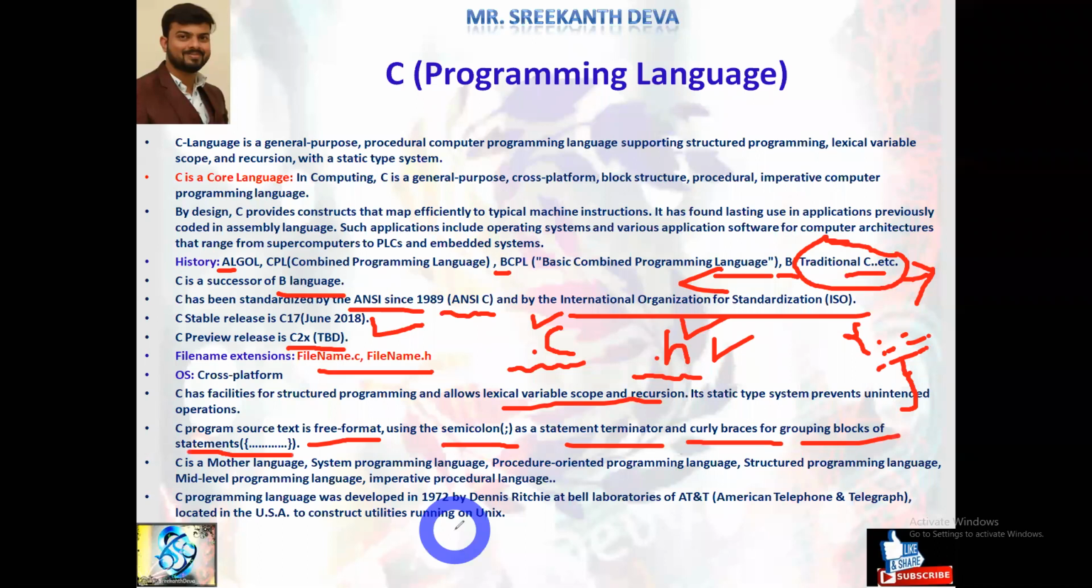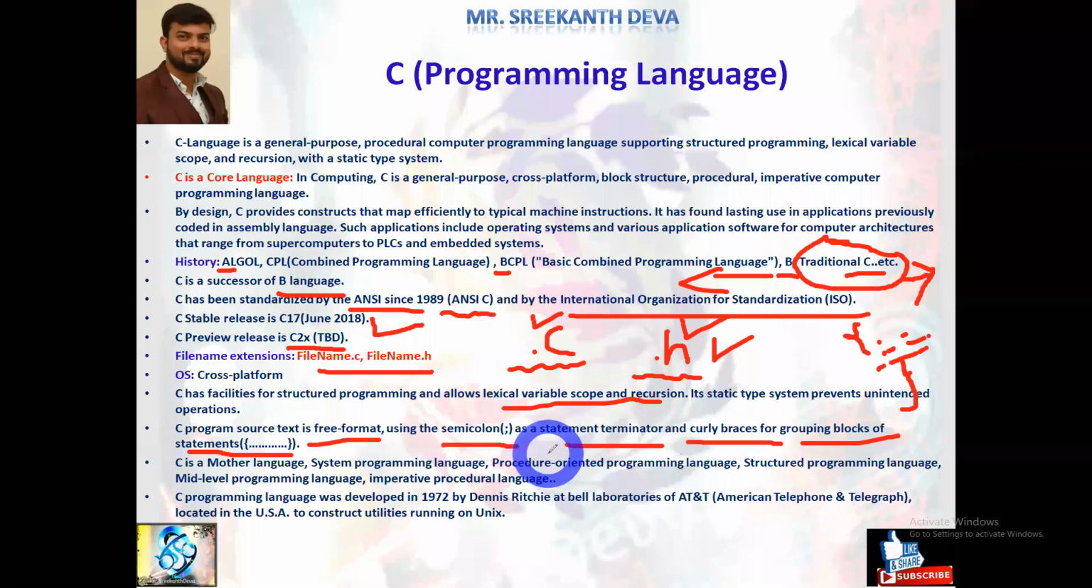Remember these 2 points. In C language we enclose and group the block of statements with the curly braces, or open and closed flower braces, and each statement must end with what? Semicolon. Okay, semicolon behaves like what? Statement terminator in C programming language.